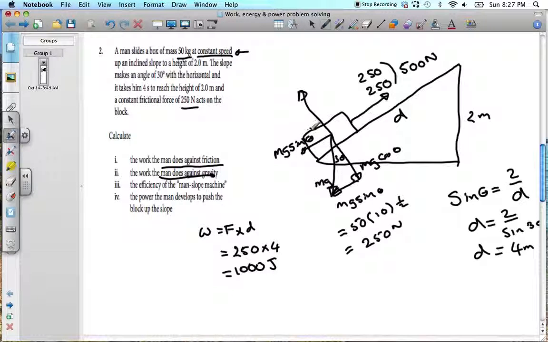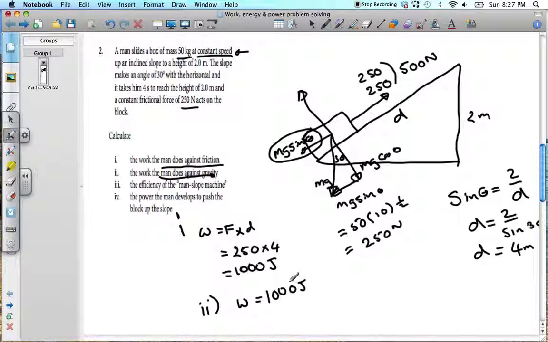So it's 1000 joules. Then it says the work done against gravity. Now this is this mg sine of theta. That's the work done against gravity. So it's also 250, and that would also be the work done against gravity. Sorry, my pen's giving me trouble here. Let me just erase that and redo that. So this is for 1. Boy, my pen's giving me trouble. So for 2 we get the same thing: 250 times 4, so that's also going to be 1000 joules.